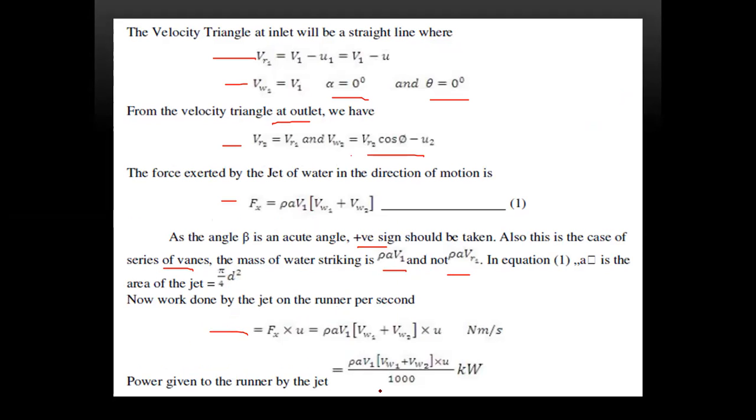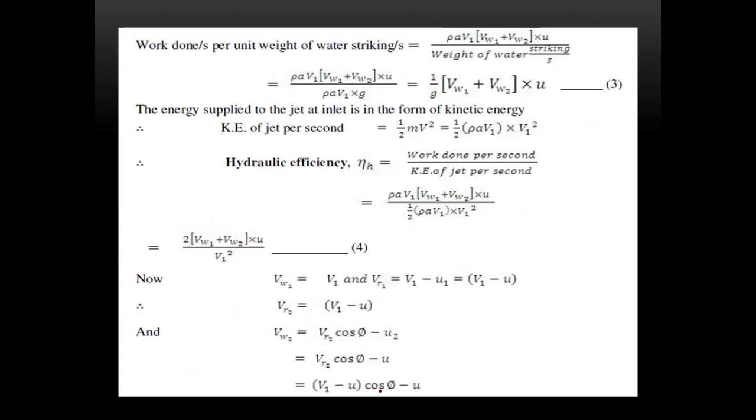Upon solving this, we get the power given to the runner by the jet. Therefore, the work done per unit weight of water striking the jet, upon solving, we get this. Now the energy supplied to the jet inlet is in the form of kinetic energy. Therefore, the kinetic energy per second is equal to half m v square, where m is equal to rho A V1, so v square is V1 square.